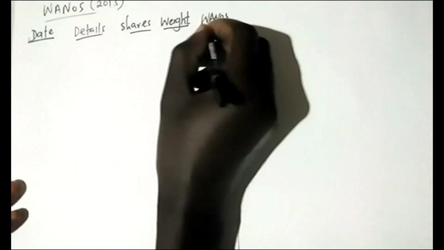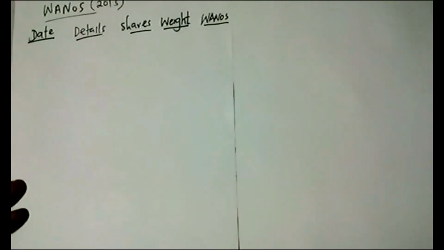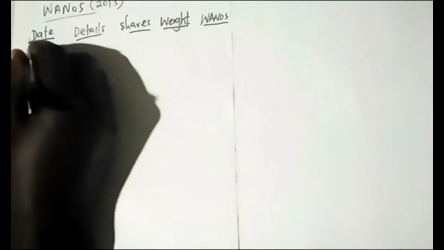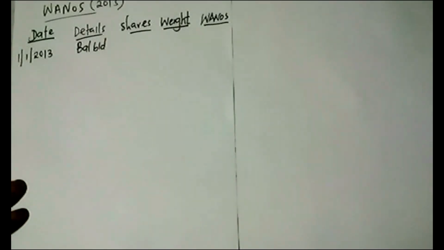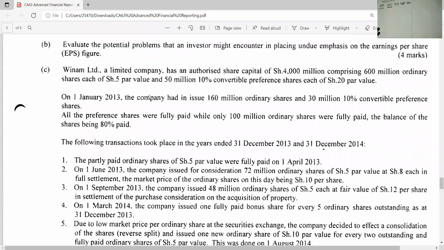Then once I've done with weighing, I will be able to get my ounce of one-nose. So 2013 starts from January 2013. So balance brought down. As of January 2013, remember that the number of ordinary shares which were issued from January 2013 is 100 as given here.